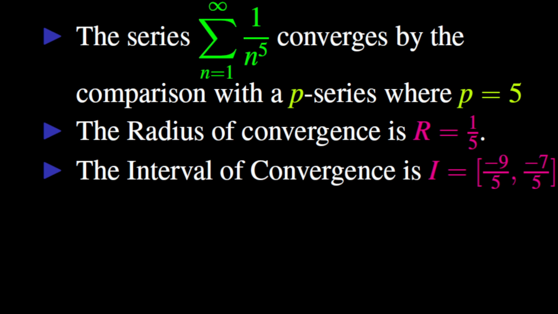In sum, the radius of convergence is equal to 1 over 5. The series converges for x in the closed interval [-9 over 5, -7 over 5].